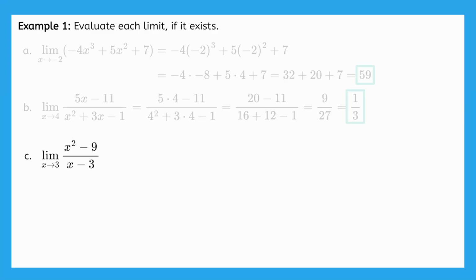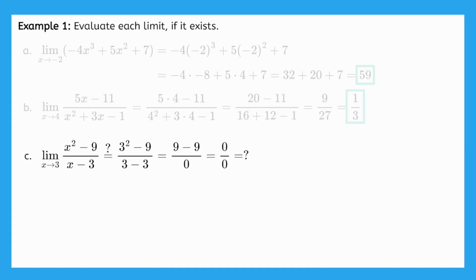Finally, limit c. Let's try to substitute in 3 for x and see what happens. It seems we get 0/0, which is, what? We know we cannot divide by 0, so does this limit simply not exist?